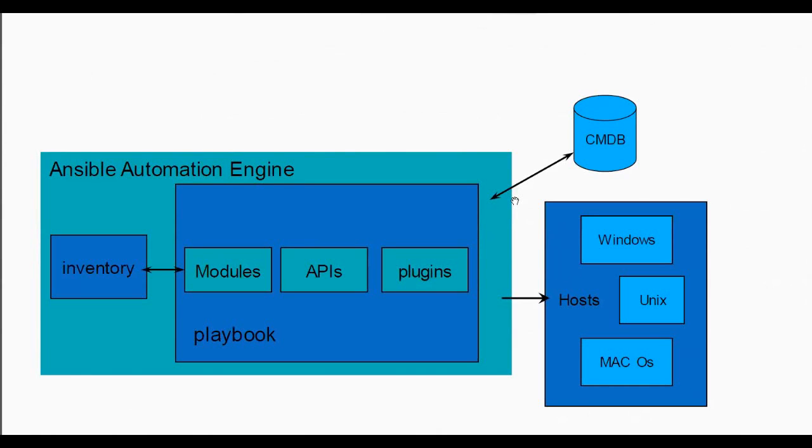Whereas on the right hand side, the hosts, which are Windows, Unix, and Mac OS, these are the nodes or the targeted machines that I want to manage. Now it can be any operating system of my choice. It can be a network device as well. It can be a router, it can be a switch, or it can be a firewall as well.